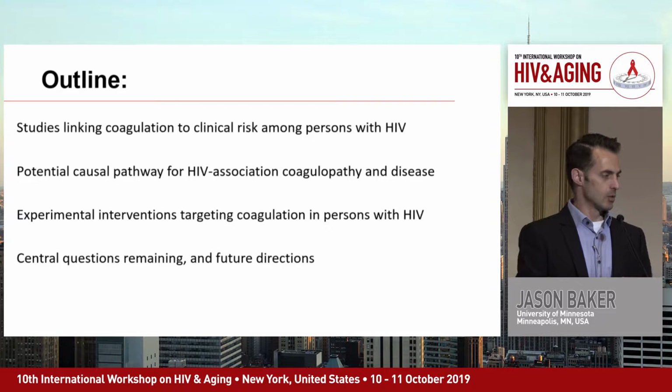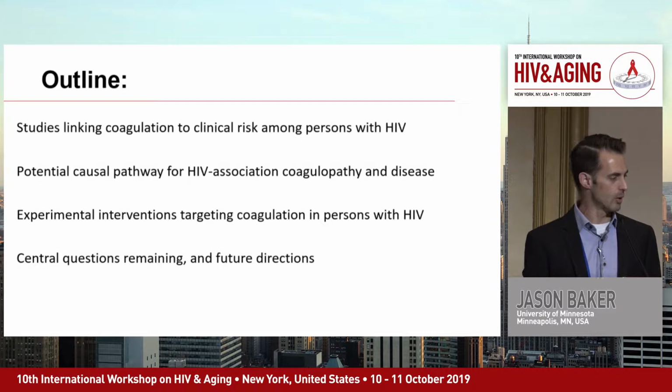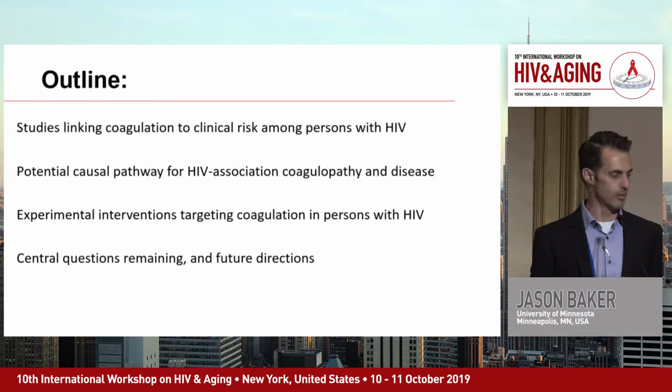So what I'd like to do is quickly go over some of the studies linking coagulation to clinical risk among persons with HIV, and then delve a little bit into the potential causal pathway for how HIV-associated alterations in coagulation might be influencing disease risk beyond cardiovascular disease into other end organ diseases, such as the frailty phenotype, and emphasize a few experimental interventions which we've done targeting coagulation in persons with HIV and what we've learned from that, and then end with some of the central questions.